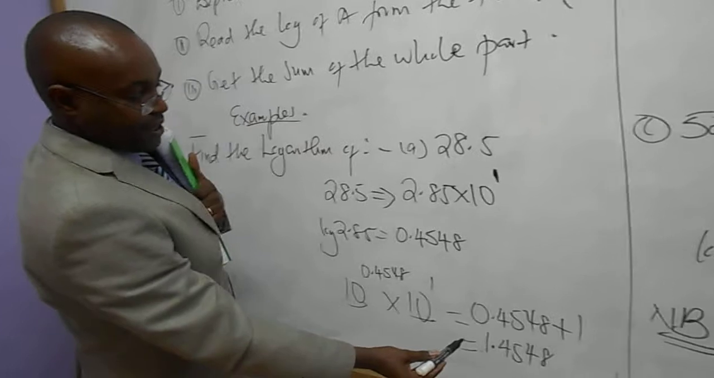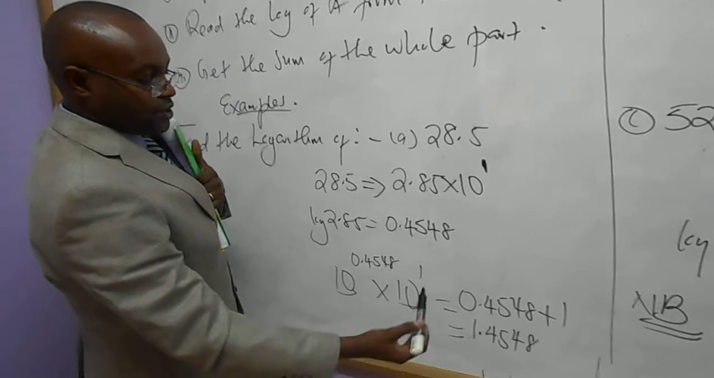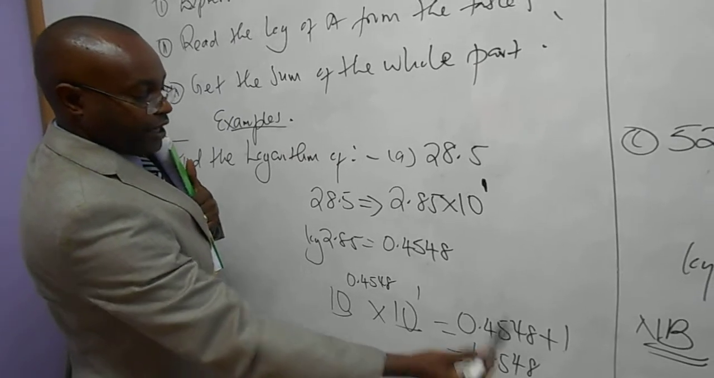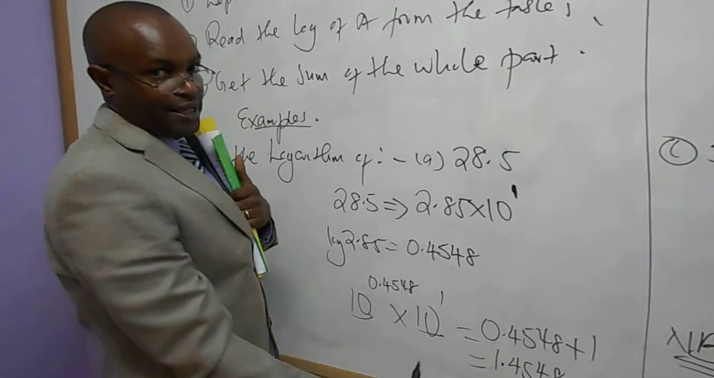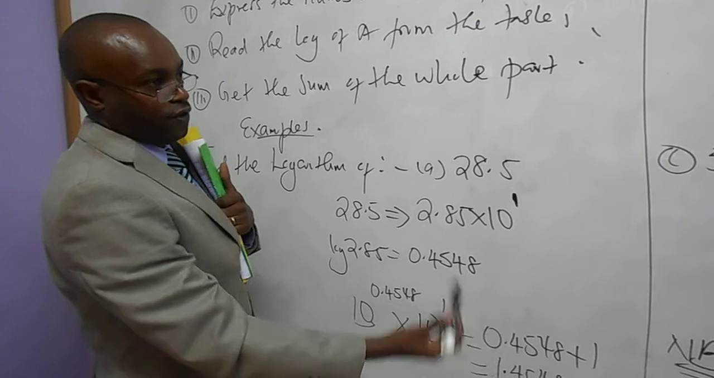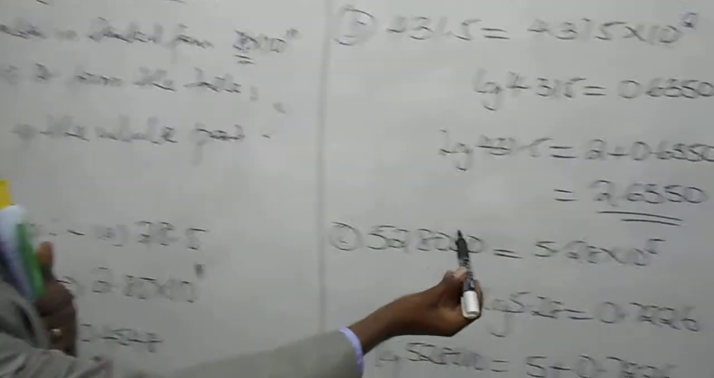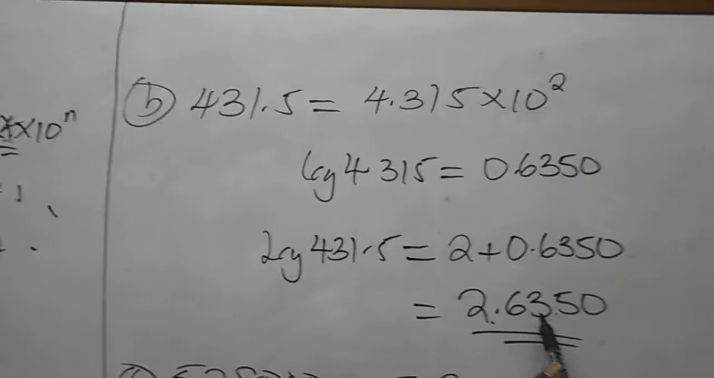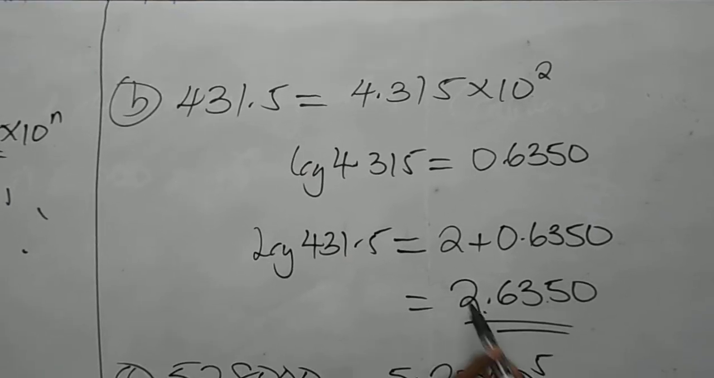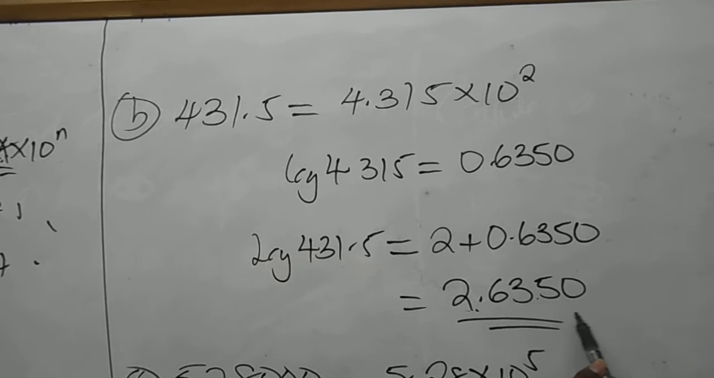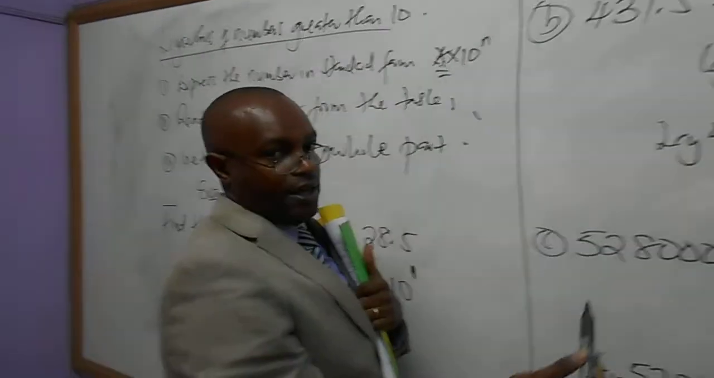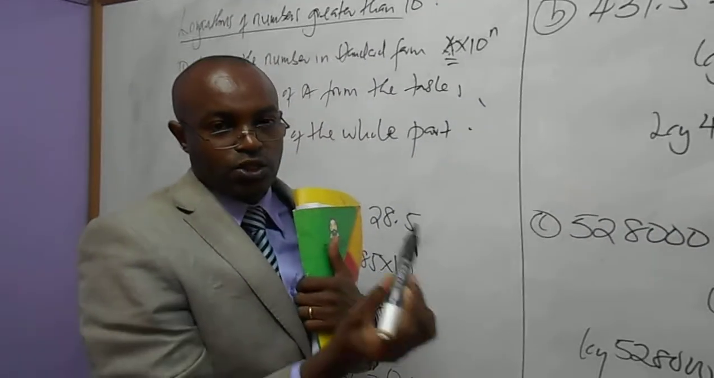1.4548 is the same as saying 1 plus 0.4548. The characteristic here is 1. The mantissa is 0.4548. In our second example, 2.6350, 2 is the characteristic and 0.6350 is the mantissa. Every time we do the logarithms, two parts.